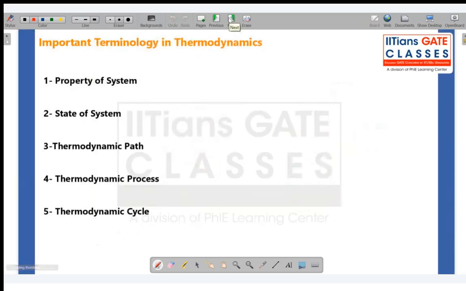Okay, chalo. Now very important terminology in thermodynamics, very important. Everything we are going to discuss, these terms will come again and again and again.